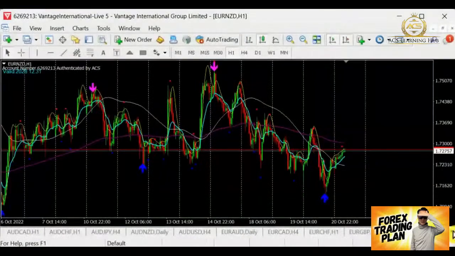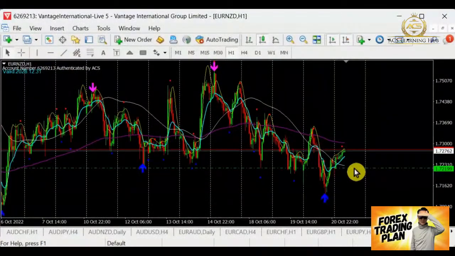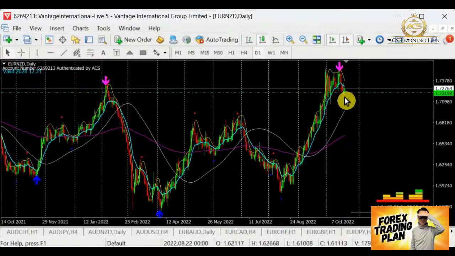Right. So Euro Kiwi. Well, Euro Kiwi. As for Euro Kiwi over here, you can see that now we are still running in the bull, pulling back here, then hitting on the support area.